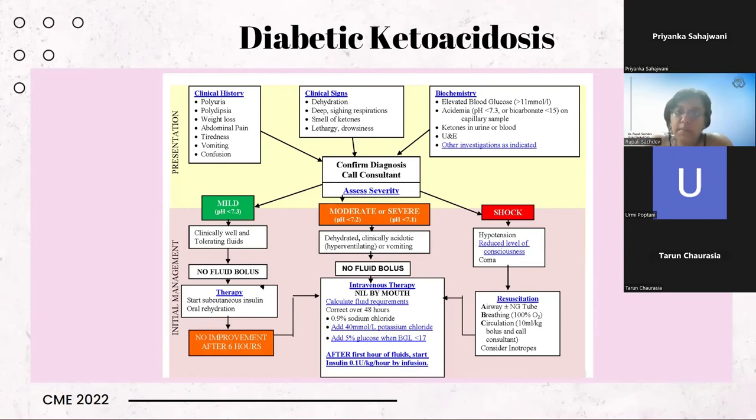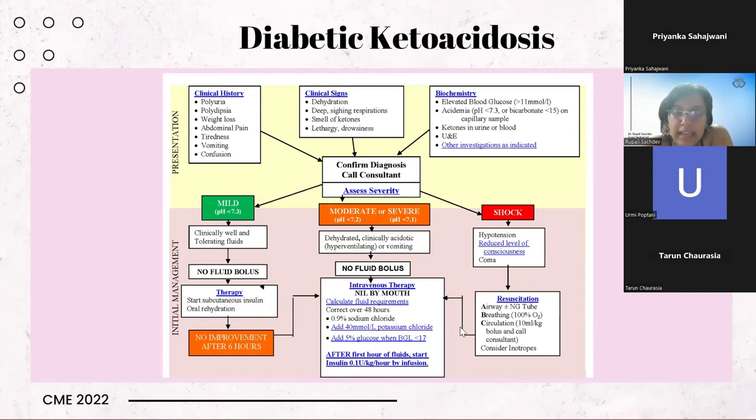Then you check their blood glucose level, above 11 millimoles per liter, and acidemia, pH less than 7.3 or bicarbonate less than 15. You also check for ketones in urine or blood. Urine ketones is the easiest thing to do at the bedside. All you need is the box and a sample of urine. And you can do their urine and electrolytes. Once you've got the diagnosis of diabetic ketoacidosis, you will grade the severity of the disease. So it can be mild, moderate, or severe, or the patient is in shock.